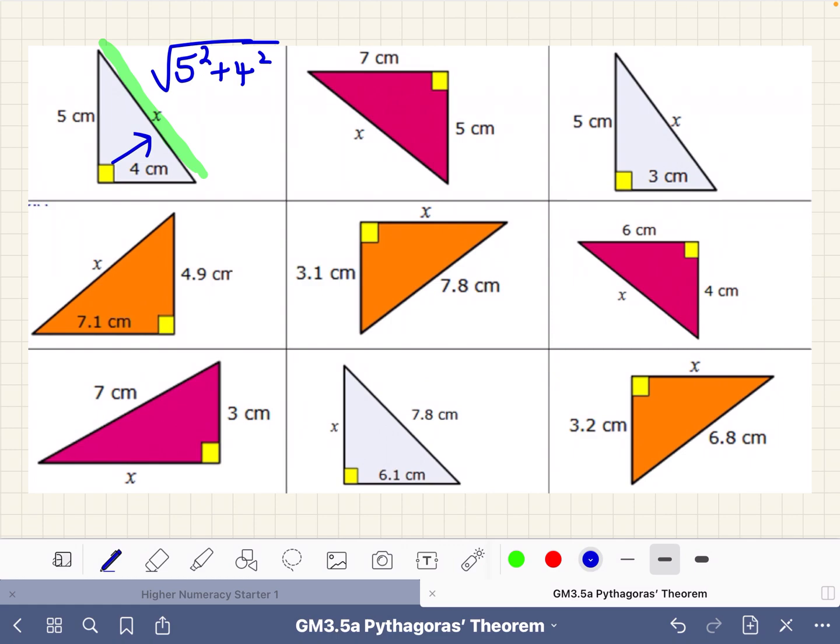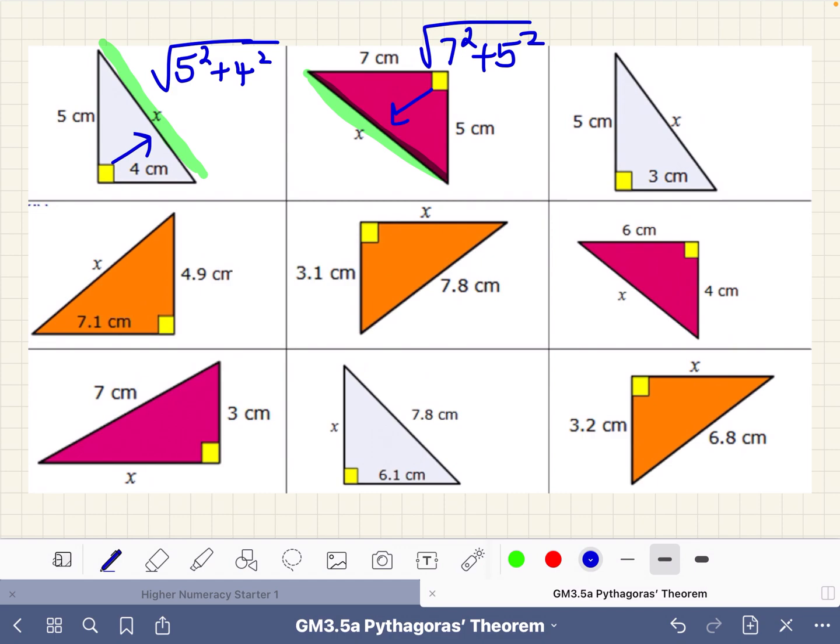The next question, I identify the hypotenuse, which is opposite the right angle. I am trying to find out what x is. That means I need to square both sides and add them together before I square root. So that means I have 7 squared, add 5 squared for this one.